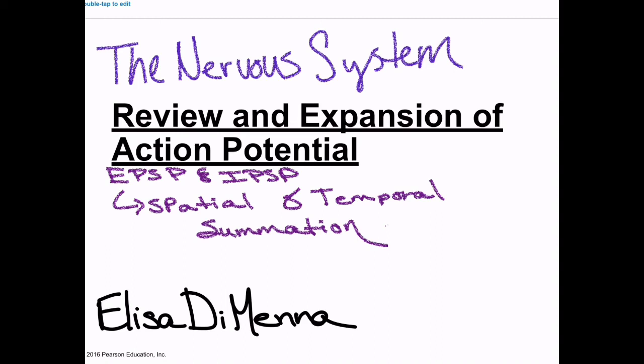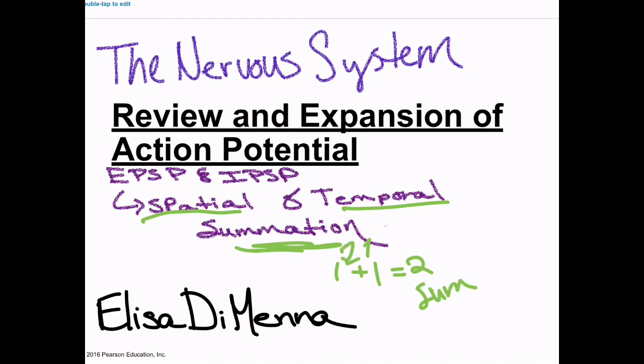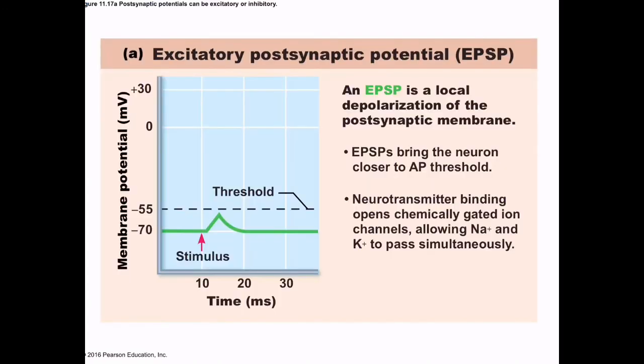The next thing I wanted to touch on is this idea of spatial and temporal summation. Summation just means this, like 1 plus 1 equals 2. It's a sum. It means you add some stuff together and then you get a bigger thing. That happens also with these tiny little graded potentials, and we're just going to look at how that happens. All right, summation. So let's start with a quick review.